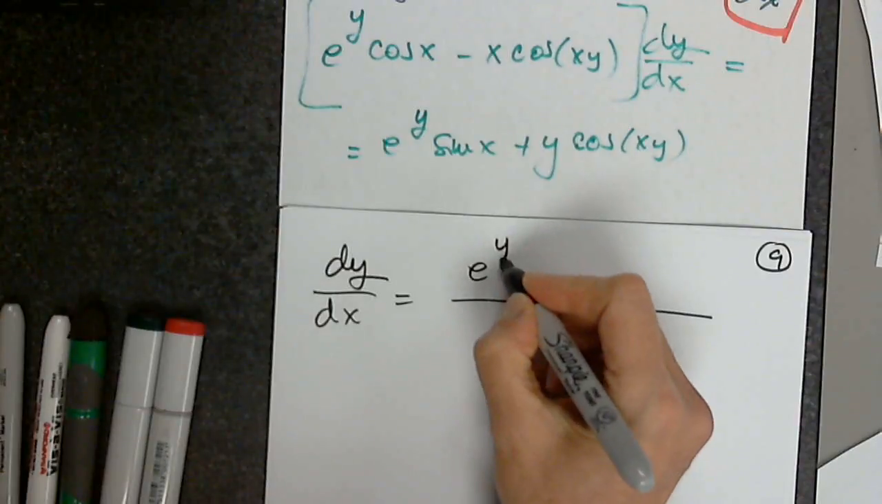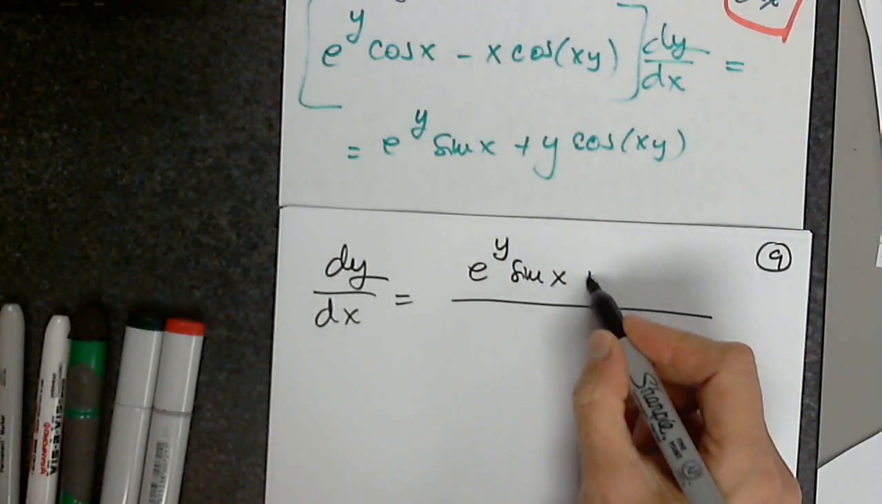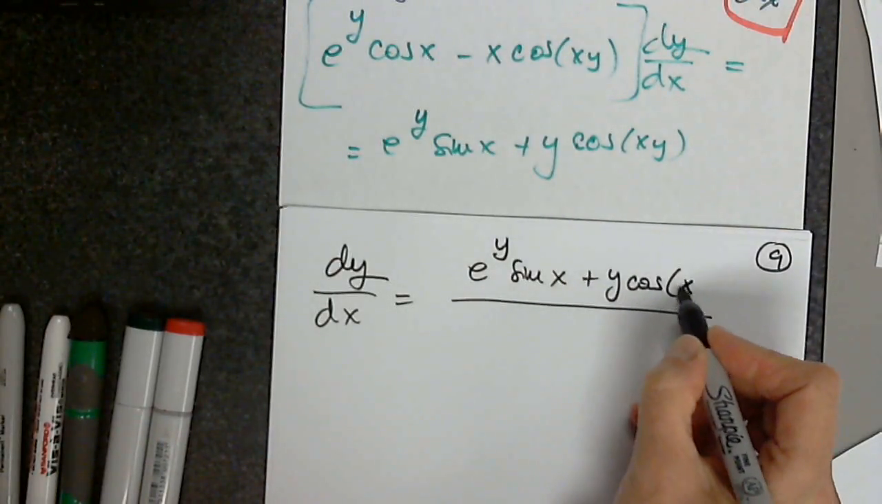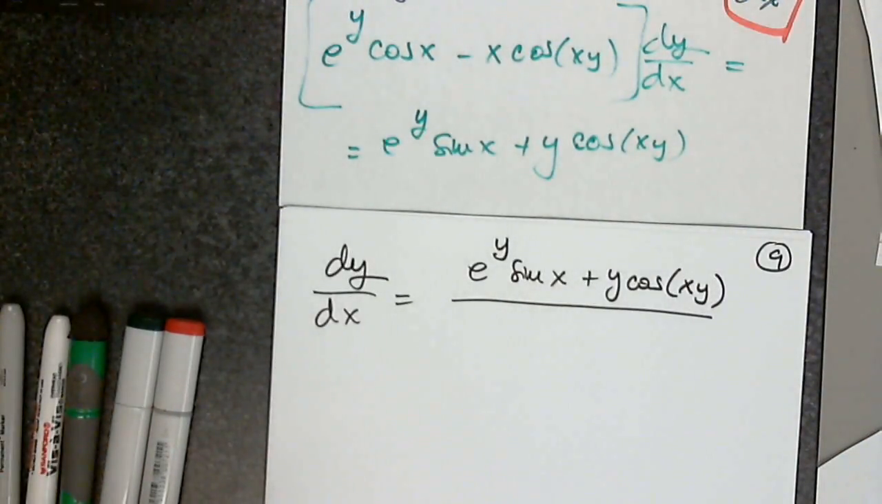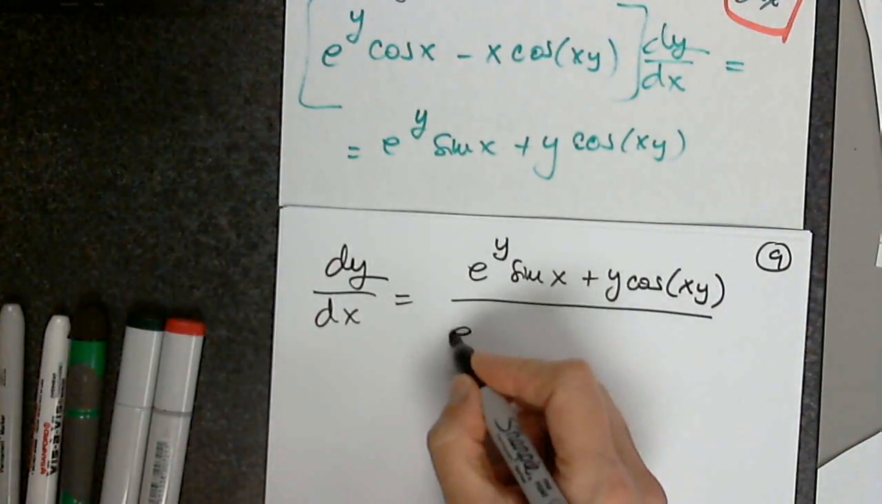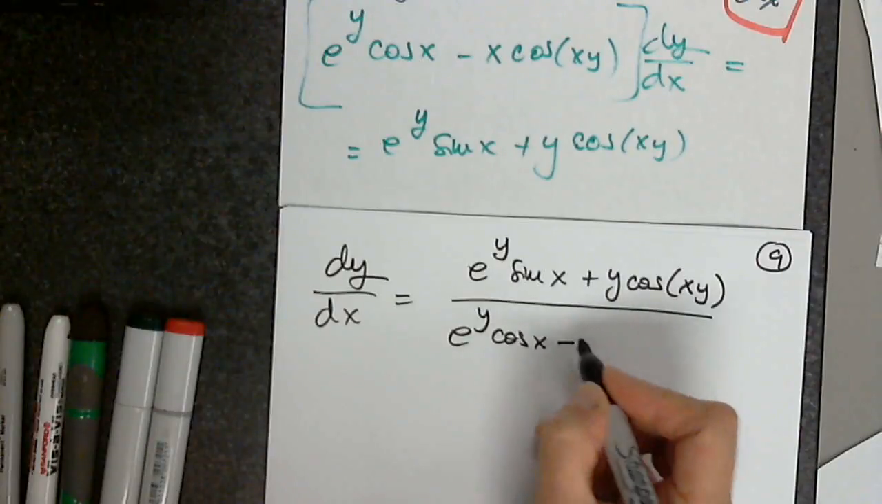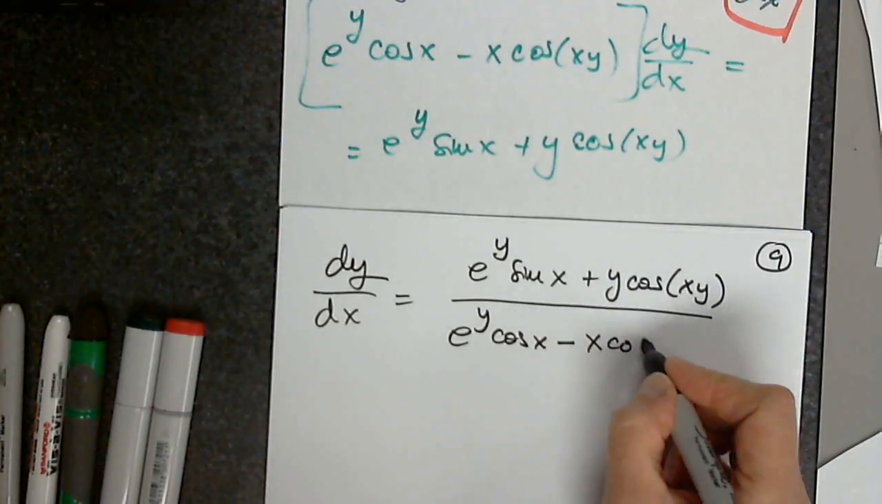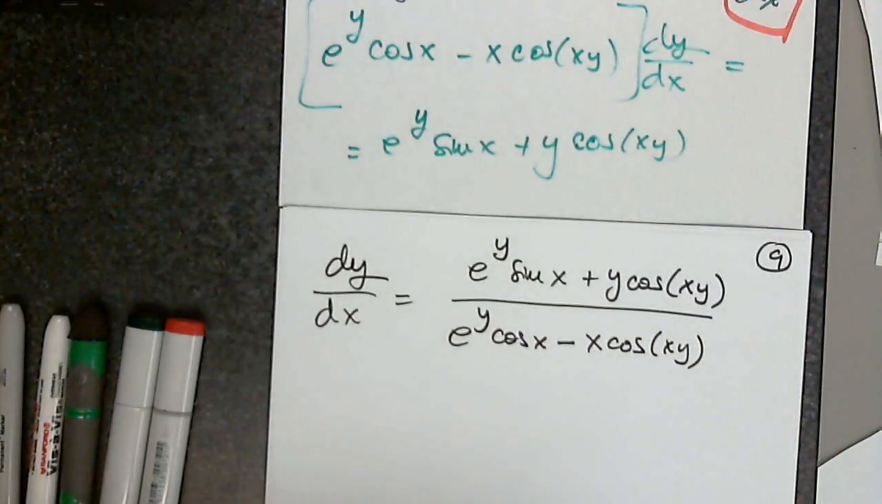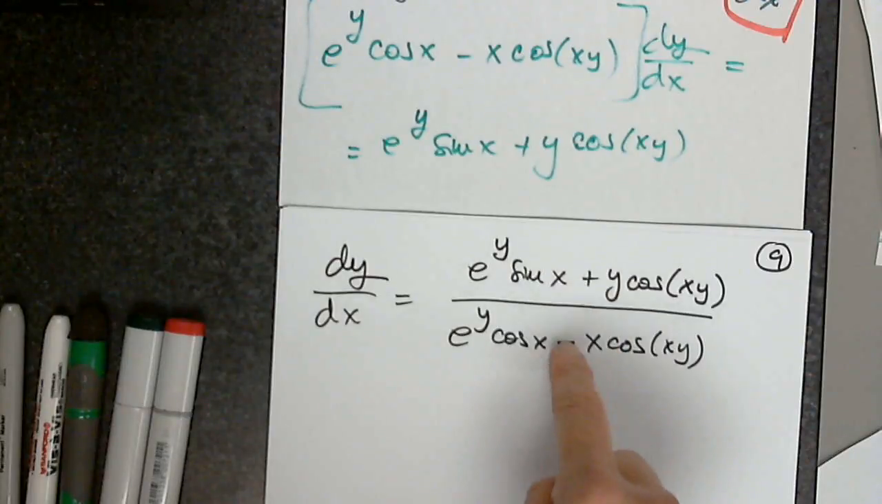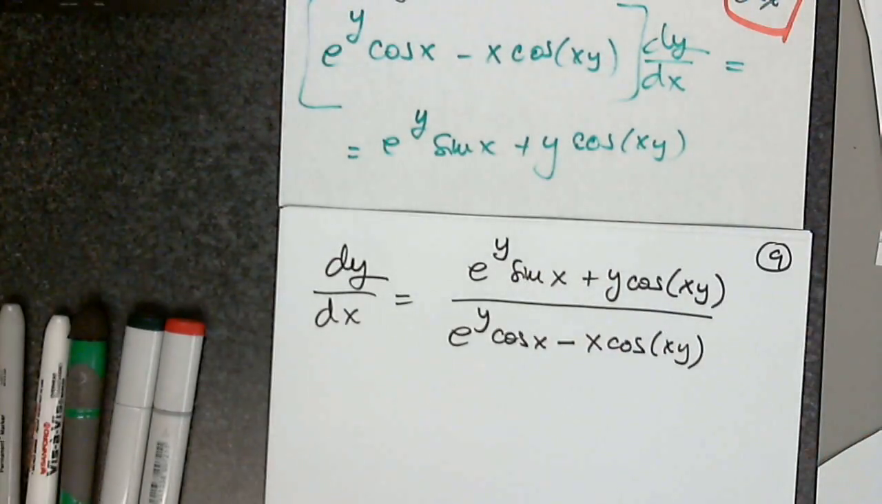E to y sine x plus y cosine xy over... Do not fall into the trap of trying to simplify anything. There is nothing you can simplify in a sum or difference. These are not factors. So this is it.